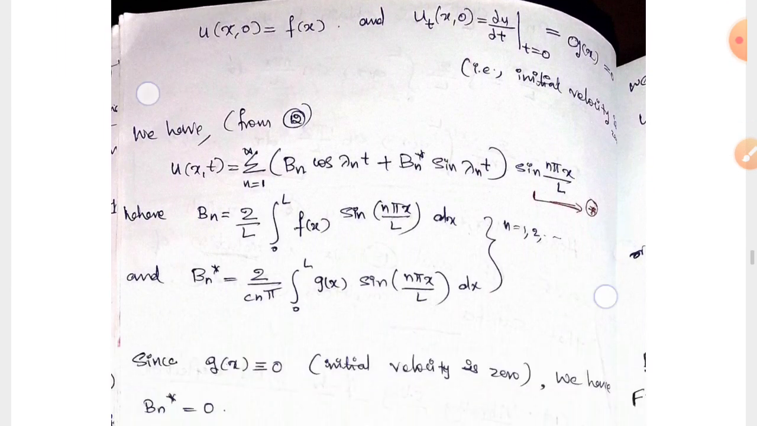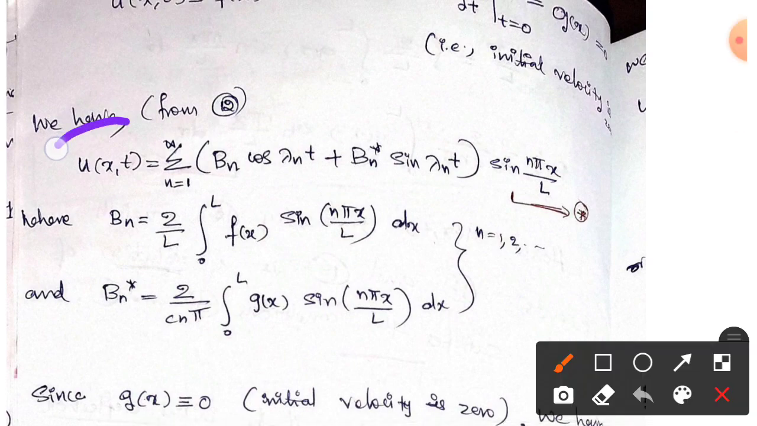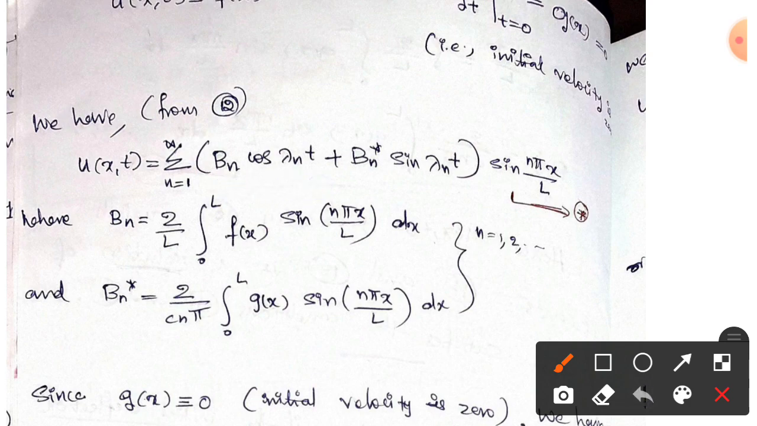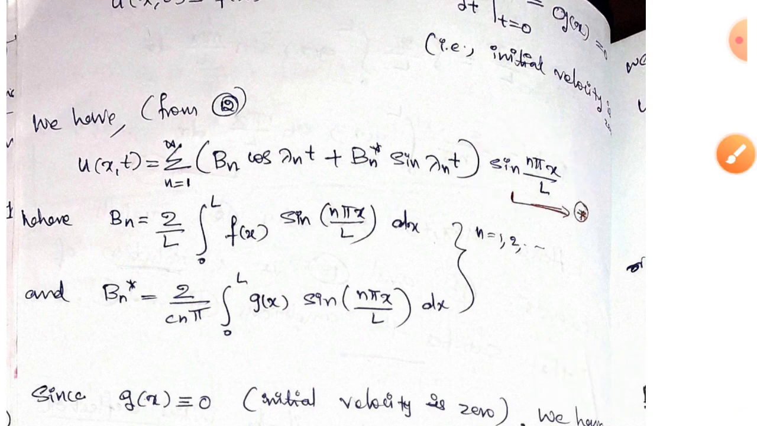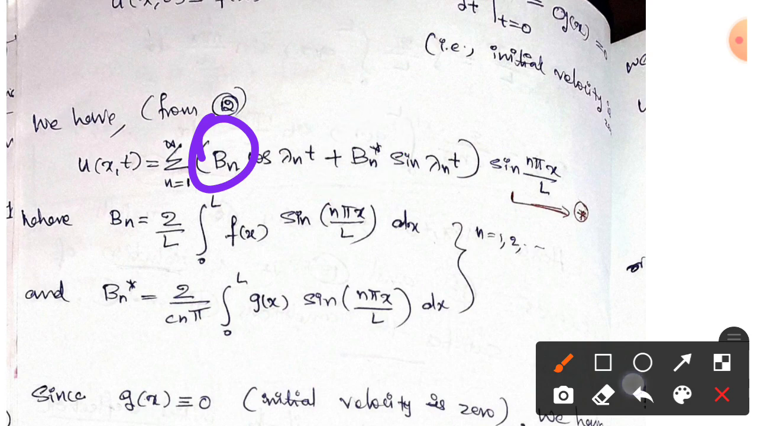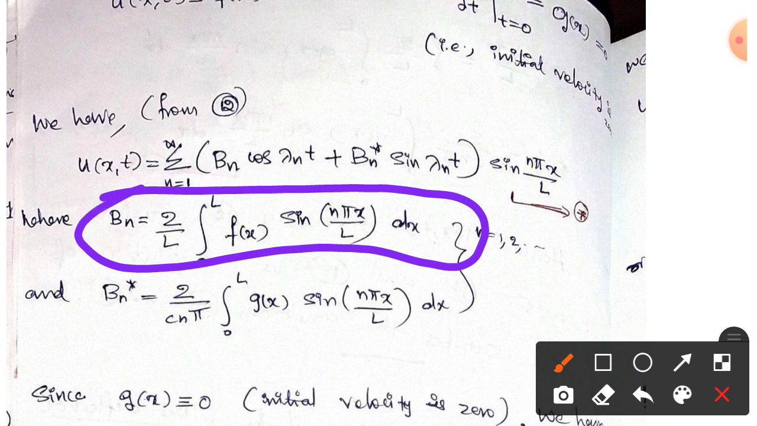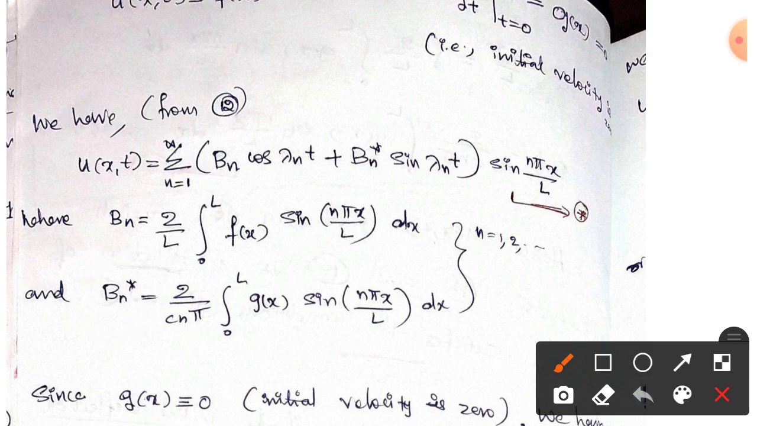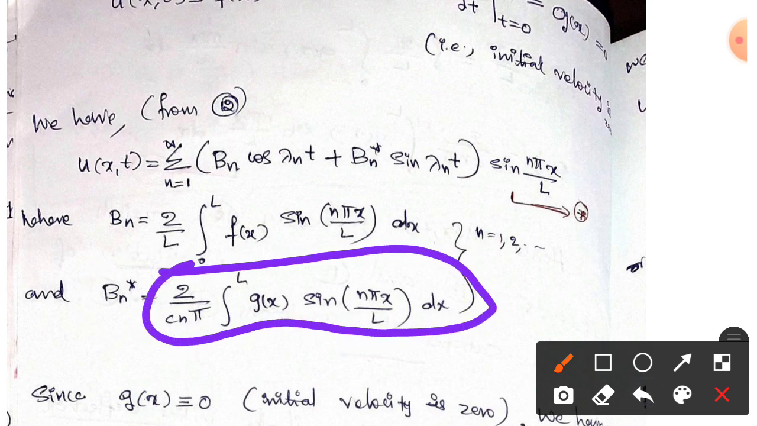First of all we have to write down the formula. The solution of the one-dimensional wave equation is given by u of x,t equal to summation n equal to 1 to infinity of Bn cos lambda n t plus Bn star sin lambda n t into sin n pi x by L, where the coefficients are given by Bn equal to 2 by L integration 0 to L f of x sin n pi x by L, and Bn star equal to 2 by (c lambda n pi) into integration 0 to L g of x into sin n pi x by L.